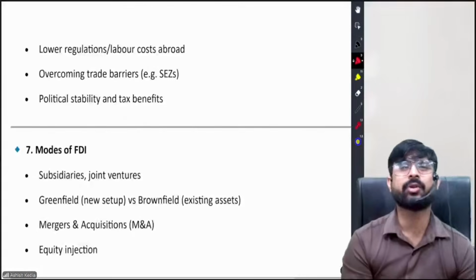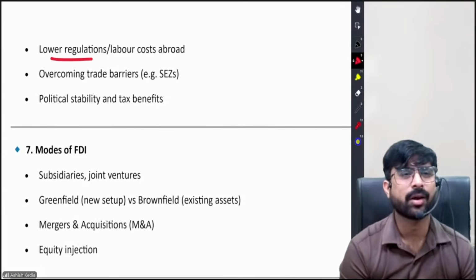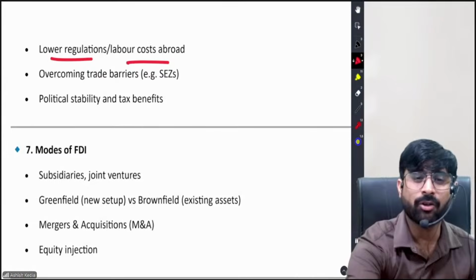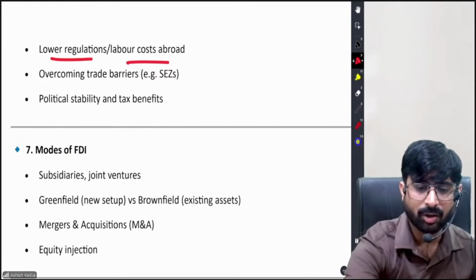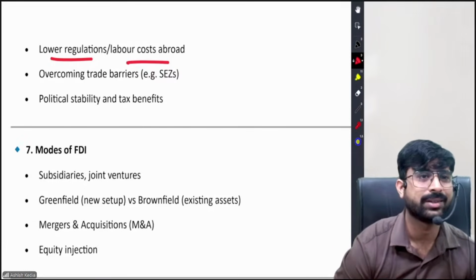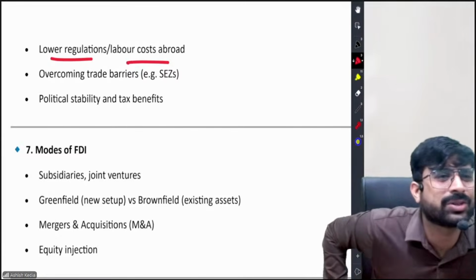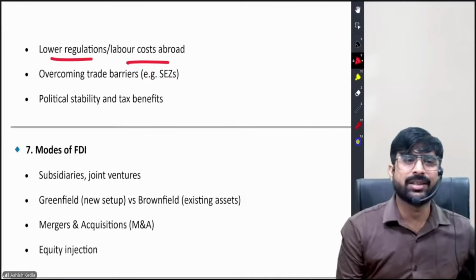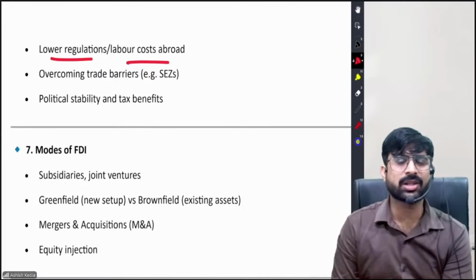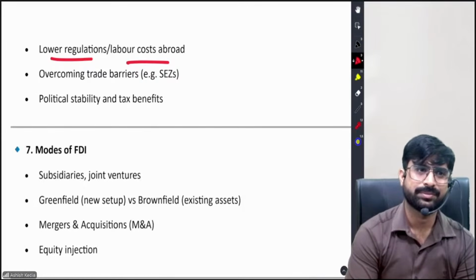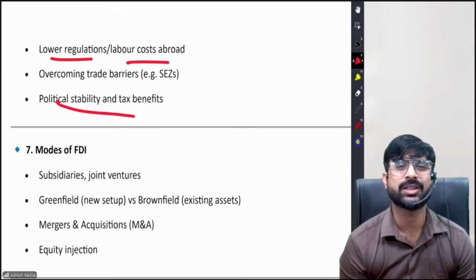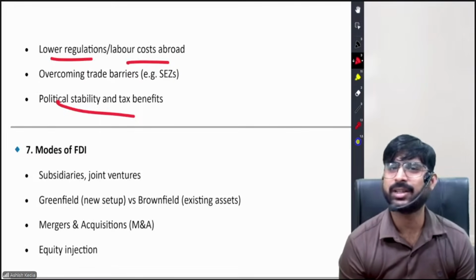Next, reasons for FDI: lower regulations, labor costs abroad. You see, many of our Indians are investing or doing their work in Dubai, in the Middle East. You know why? Because they say the rules are very lenient there in terms of how easily you can start your own work. Political stability and tax benefits are also some of the reasons people undertake FDI.